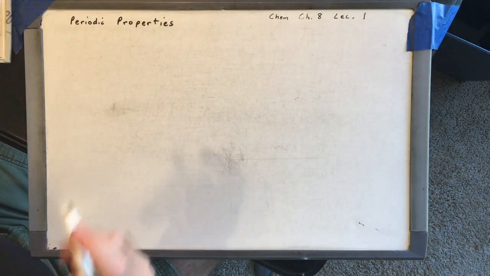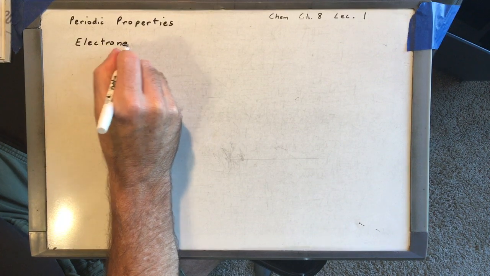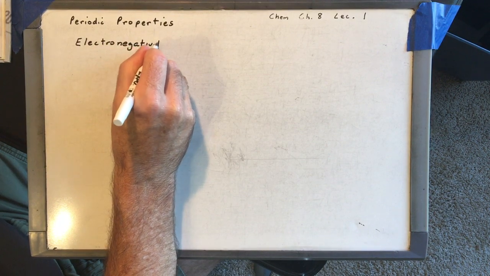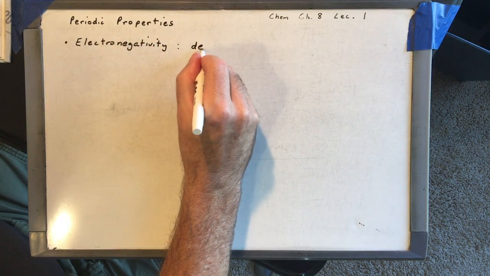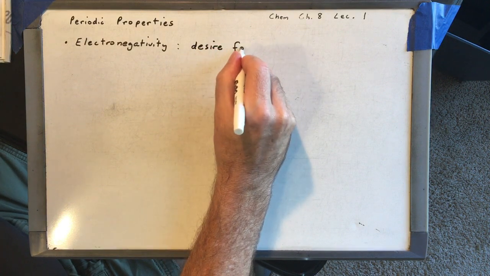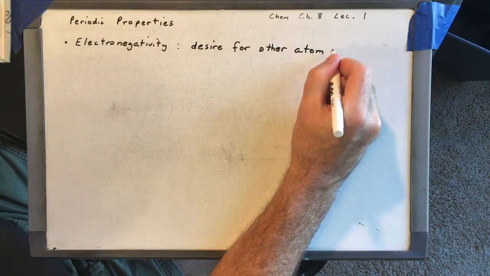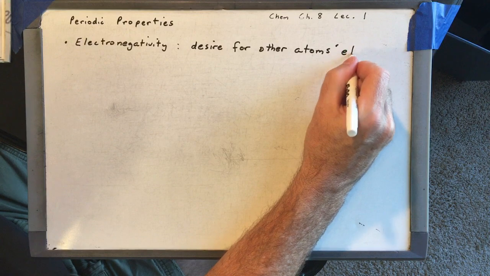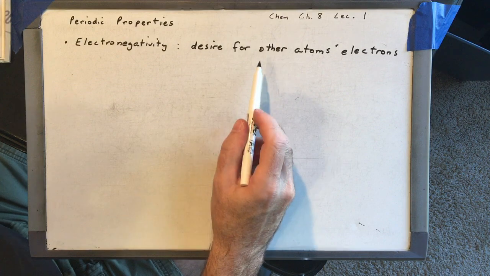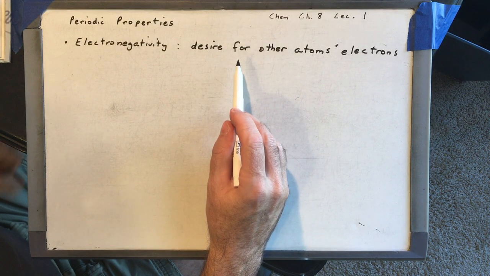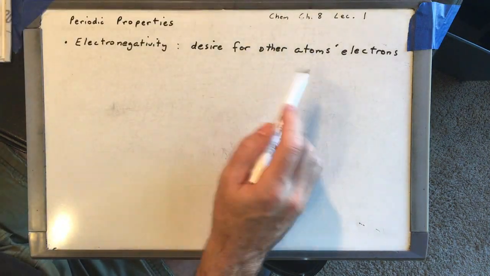This periodic property is electronegativity. And think of electronegativity as desire for other atoms' electrons. All right, the official definition is how strongly an atom attracts electrons to itself, okay? And so desire for other atoms' electrons.